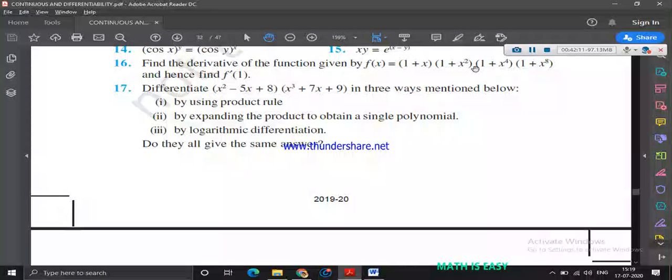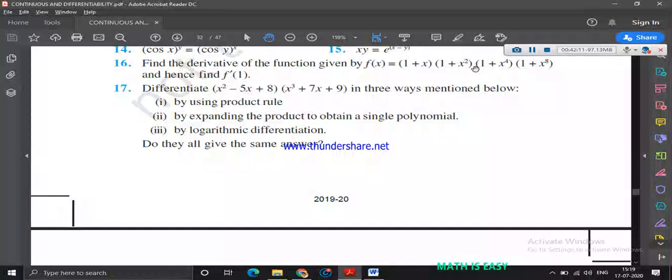Now when you come to the 17th question, you have to solve it by 3 methods. First, by using the product rule. What I mean by product rule is, take the first bracket as u and the second bracket as v. So differentiate using u derivative of v plus v derivative of u. The second one is to open the bracket. x square will multiply with all the 3 terms, minus 5x will multiply with all the 3 terms, and 8 multiplies with all the 3 terms. So the big polynomial will come, and differentiate.